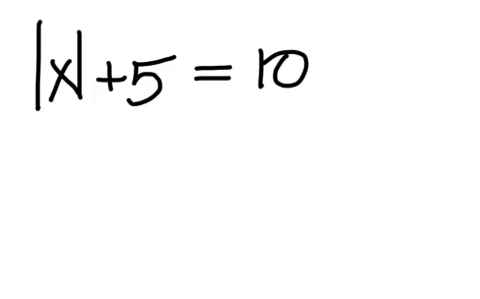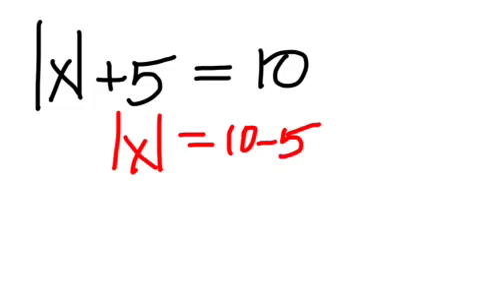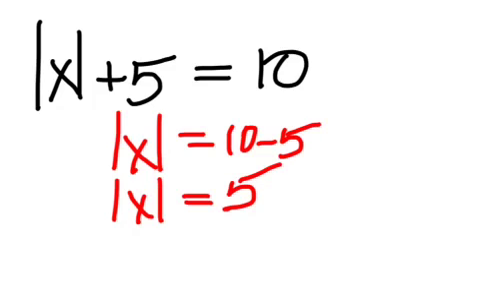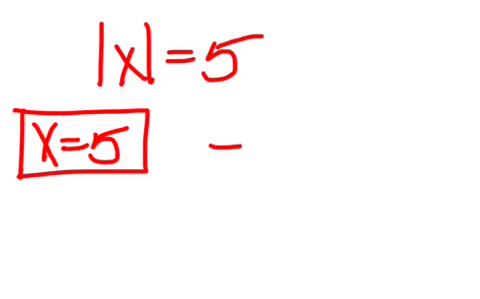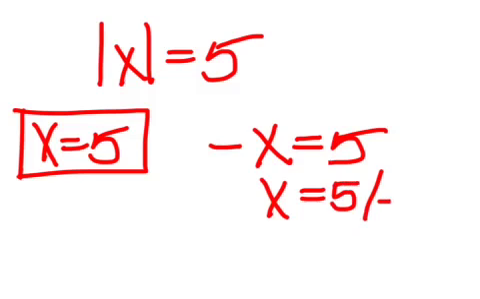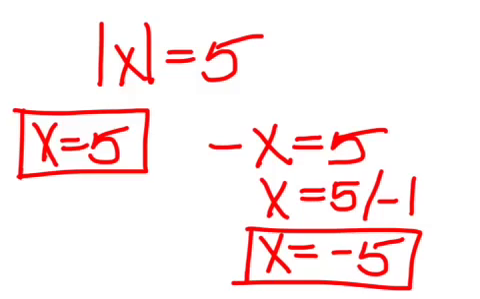Here it is. We have to get this plus 5 over to the right side and make it minus 5. So absolute value of x equals 5. Now on the next page, we'll go ahead and finish solving that. Absolute value of x equals 5. That means you write x equals 5, which is finished, and then negative x equals 5. Divide the 5 by the negative 1 and come up with a negative 5.